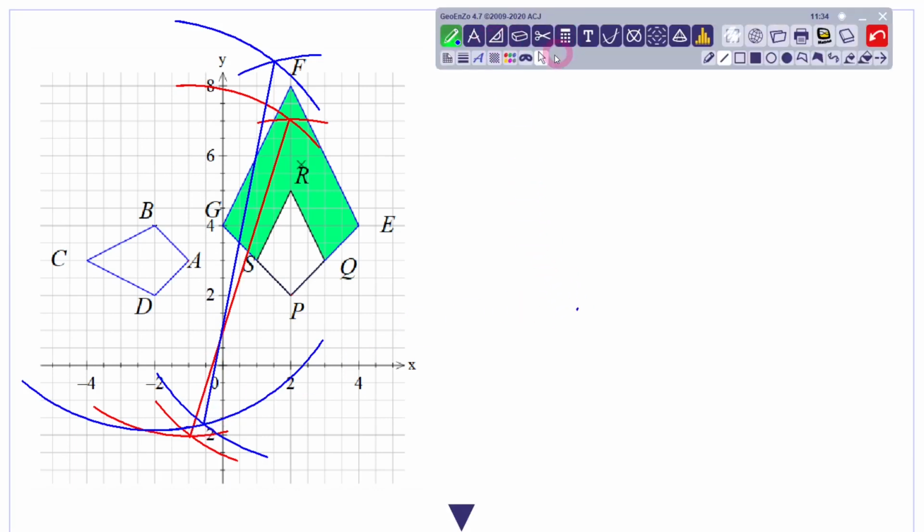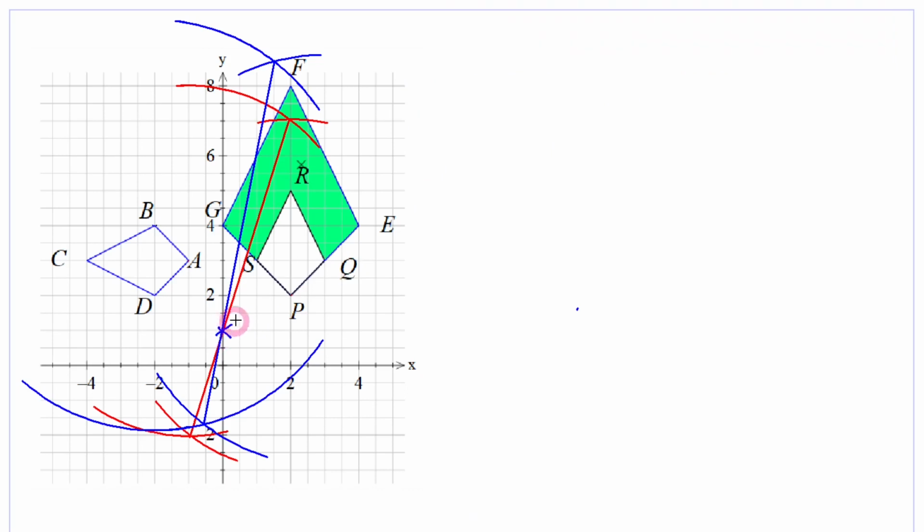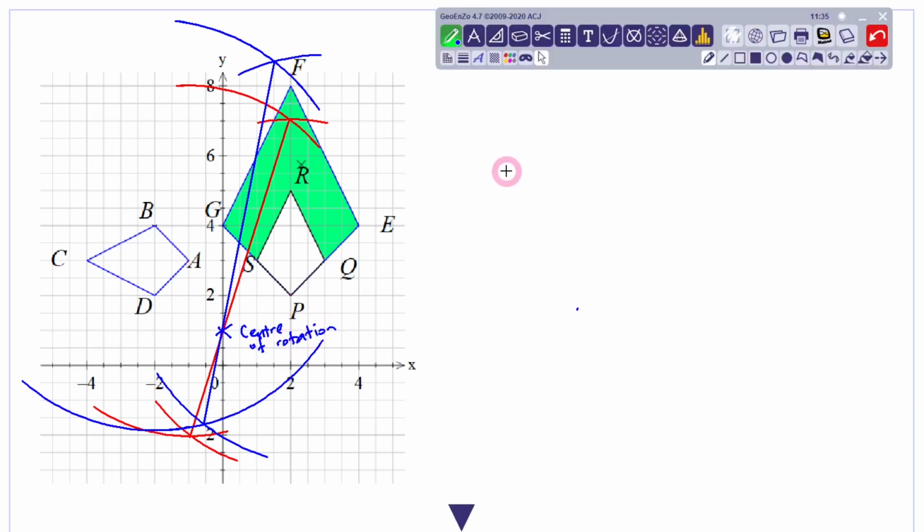Okay, now you will see these two perpendicular bisectors intersect here. So the intersection point between these two perpendicular bisectors is the center of rotation here. This is the center of rotation. Now we have got the center of rotation, we need to know what is the angle of rotation.